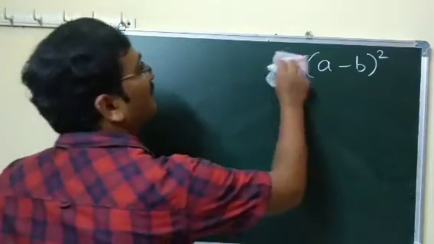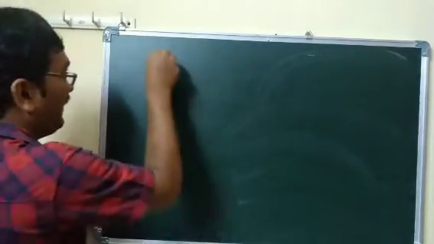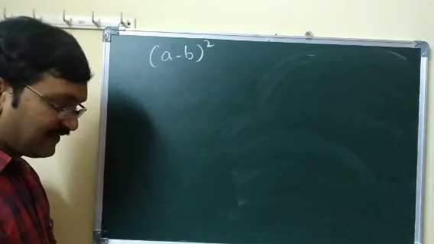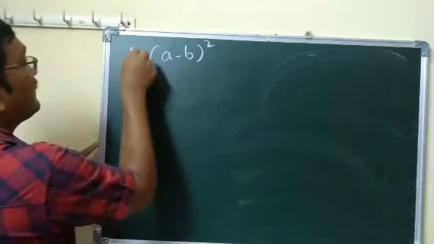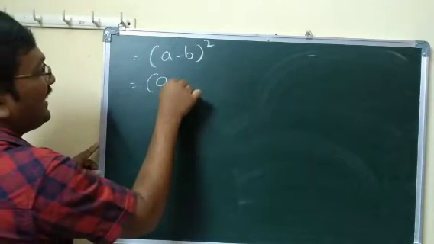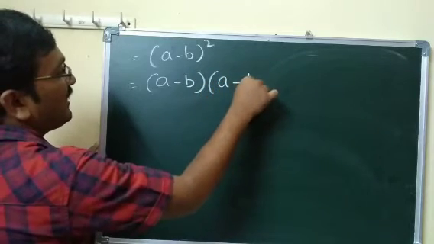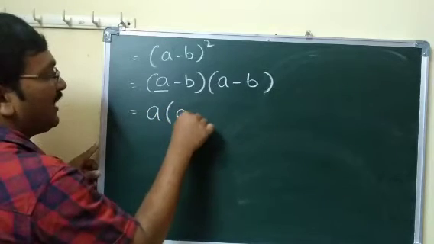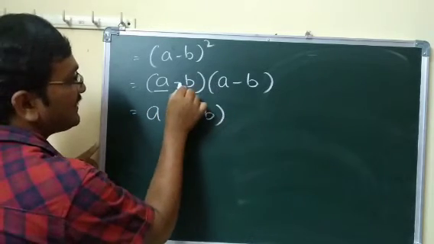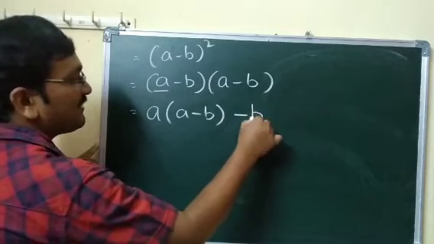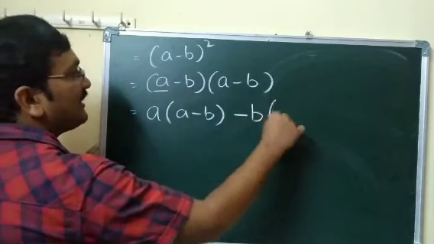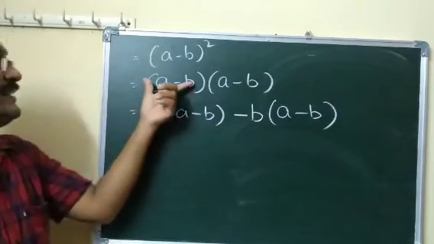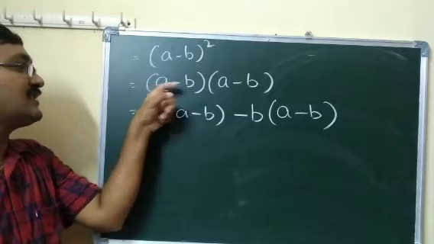So A minus B whole square. Okay, the textbook way we go. That is A minus B into A minus B. So first term into the total term: A into A minus B. The next term consists of minus, so you keep the minus B here. Means this total term comes into the next total term. In these braces, the first term goes into the total of the second braces.